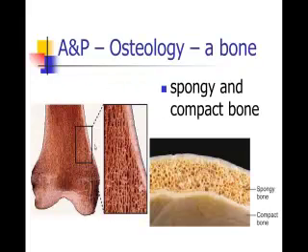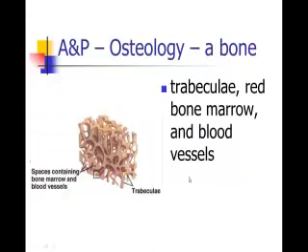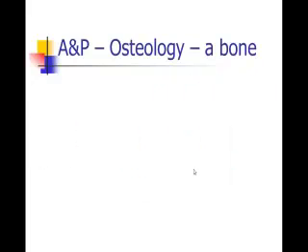So here we have spongy and compact bone. You can see how this really does look like a sponge. And if you'll remember, I said that there's going to be compact bone surrounding, covering the spongy bone. Here we're going to see the trabeculae, which means beam. These are part of the red bone marrow, and there are also going to be blood vessels in there.